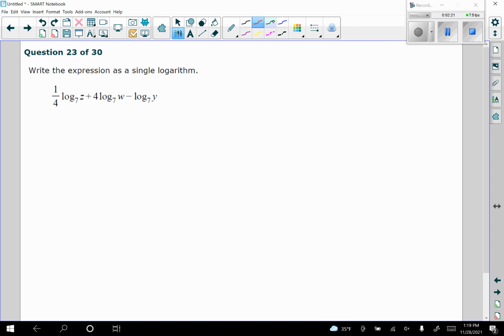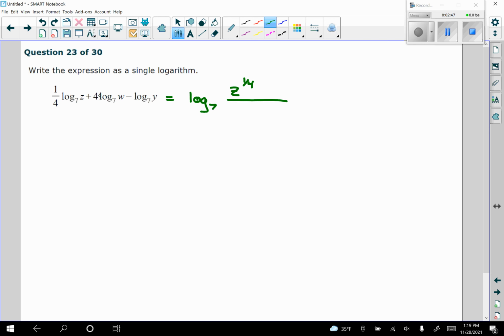Right, in this last set, we have a lot of properties with logarithms and equations involving logarithms. So this we just want to condense and write as a single logarithm. So we should be able just to do all of this by looking at it. So right now, this 1/4 becomes the exponent of z. So we're going to have z to the 1/4, and I know it's going to go in the numerator because it's a positive leading coefficient here.